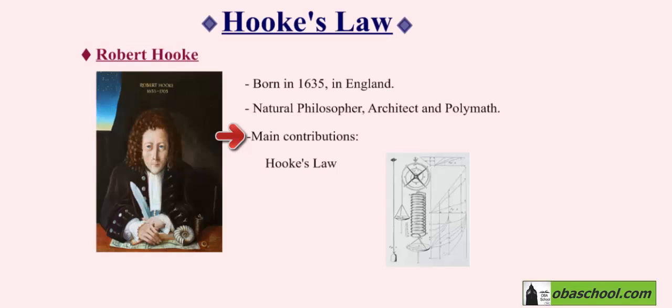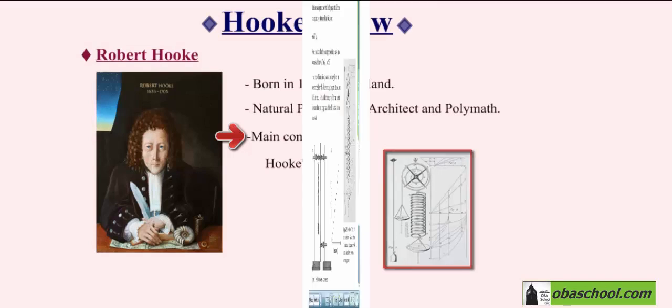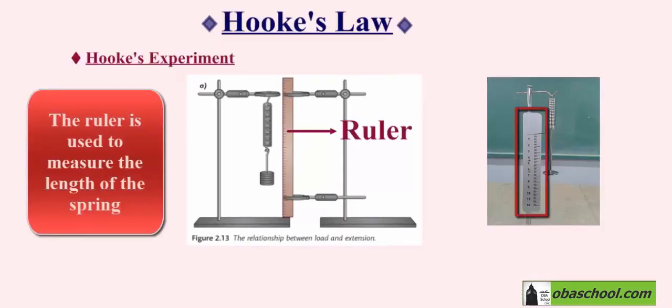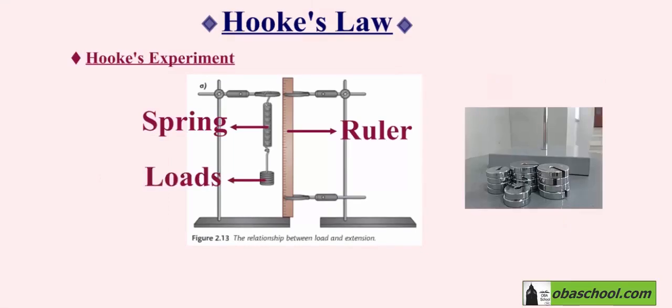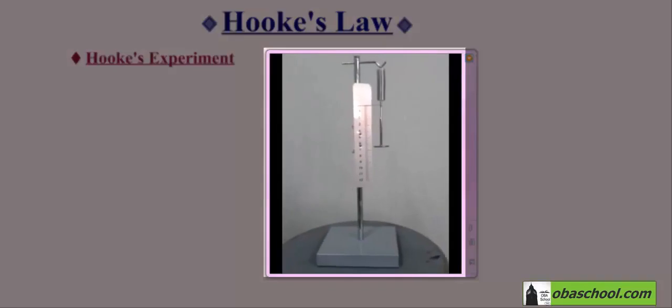In this tutorial, we're going to learn how Hooke reached this law and how he did the experimentation that is in figures 2.12 and 2.13. This experiment is made of a ruler that is used to measure the length of the spring, and we have a suspended spring, and at last we have the loads at the end of the spring that are exerting a force on the spring to expand. Now let's watch this video.